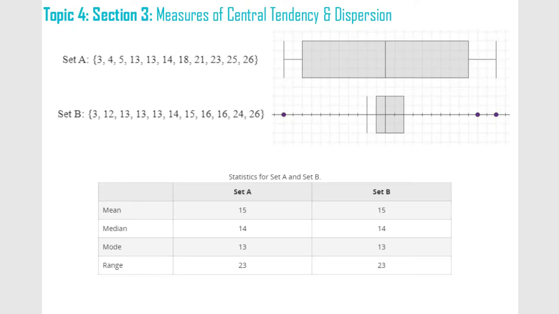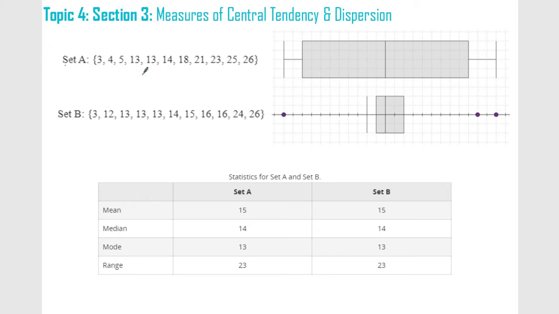Hello. Today we're going to talk about Topic 4, Section 3, Measures of Central Tendency and Dispersion. Well, measures of central tendency would be your typical ones that you've been doing since forever. You know, your mean, median, and mode, and range. Well, yeah, we'll get there.